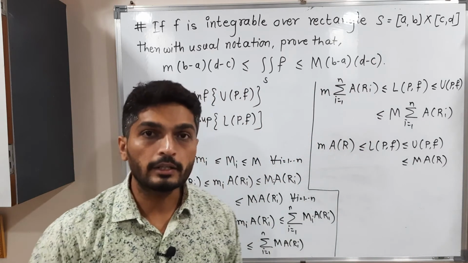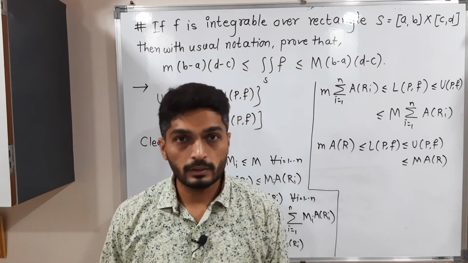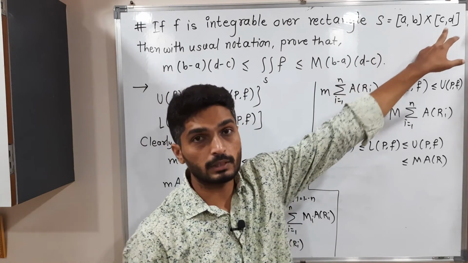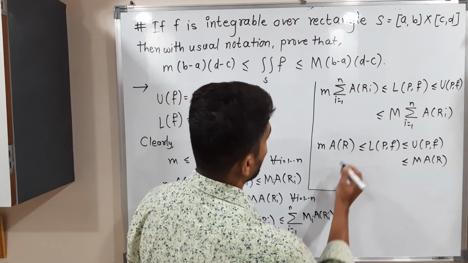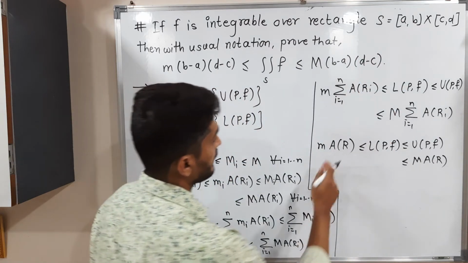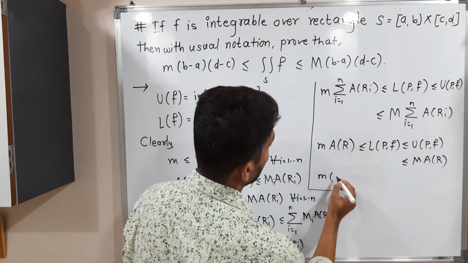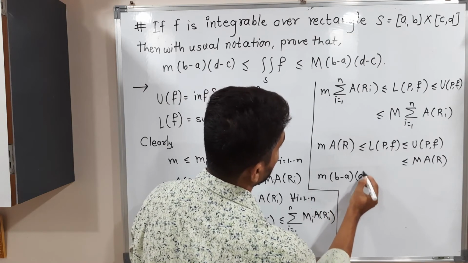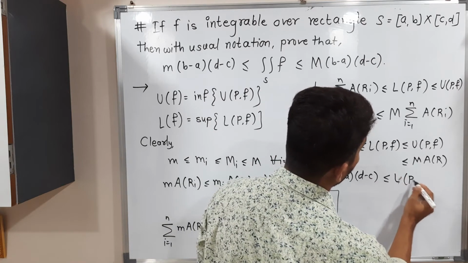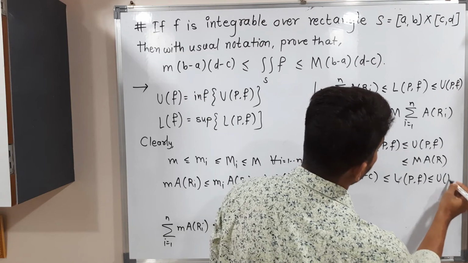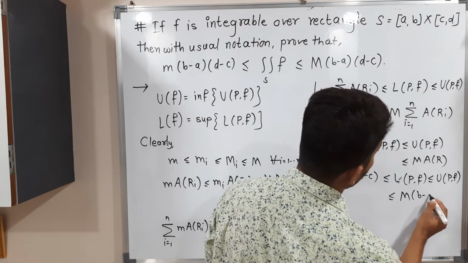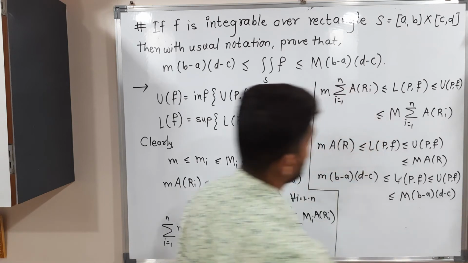So how do we find the area of a rectangle? In second or third standard we have already studied length into breadth. The rectangle was AB cross CD, so you can write R or you can write S also, both you can denote by rectangle. So area of the rectangle is B minus A times D minus C, less than or equal to LPF, and less than or equal to UPF, and again less than or equal to M. So the area of the rectangle is B minus A into D minus C.